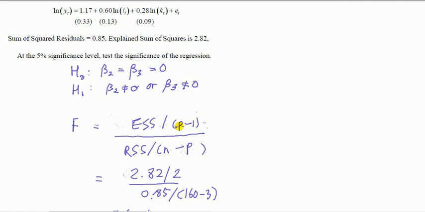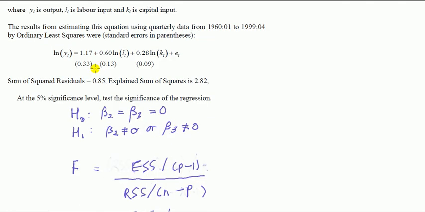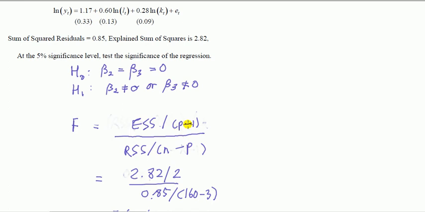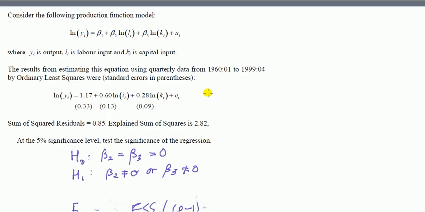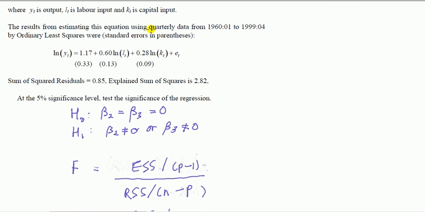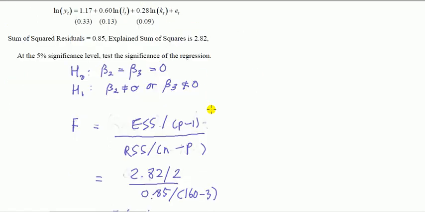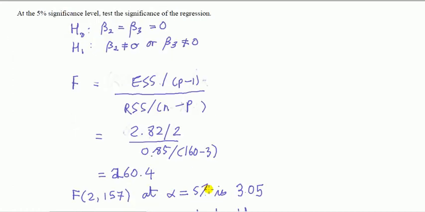P is the number of parameters in the model. Intercept and two slopes, that's 3. 3 minus 1 is 2. N, that's the sample size. We've got quarterly data from 60 to 99. So just do 99 minus 60 plus 1, that's the number of years, times 4, because each year has 4 quarters, since it's quarterly. So then you get 160.